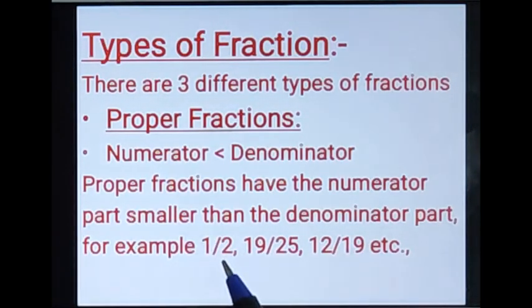For example, 1/2. 1 divided by 2. 1 is your numerator and 2 is your denominator. So you can see in the example here that the numerator is smaller than the denominator. Similarly, 19/25, 19 is smaller than 25, so the denominator is greater. If you have such an example where the numerator is smaller than the denominator, then we will consider that fraction as a proper fraction. I hope you are clear with this.